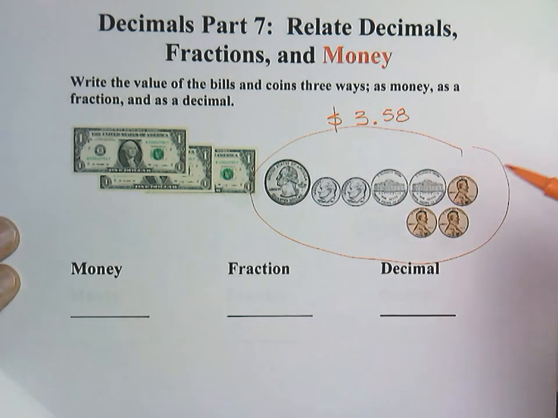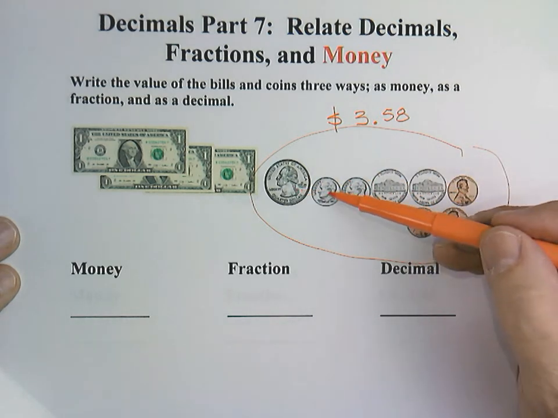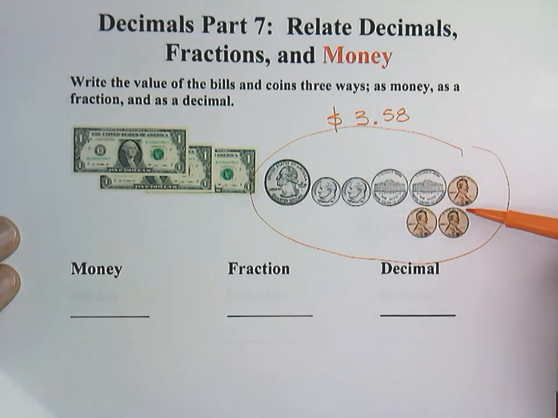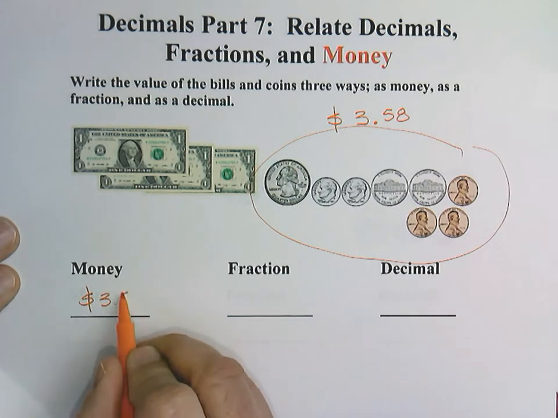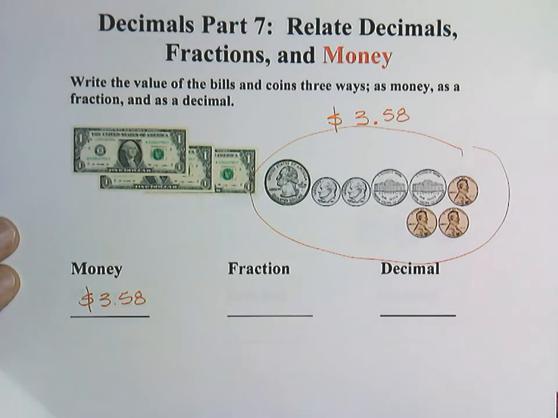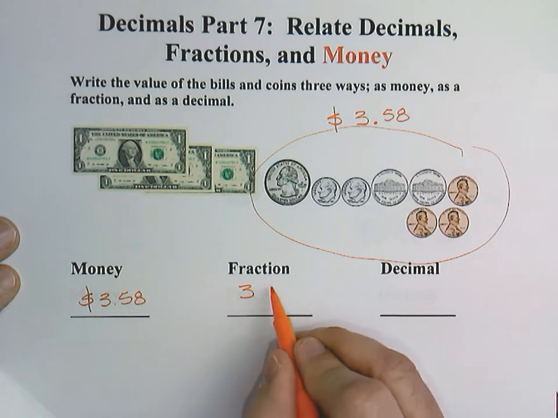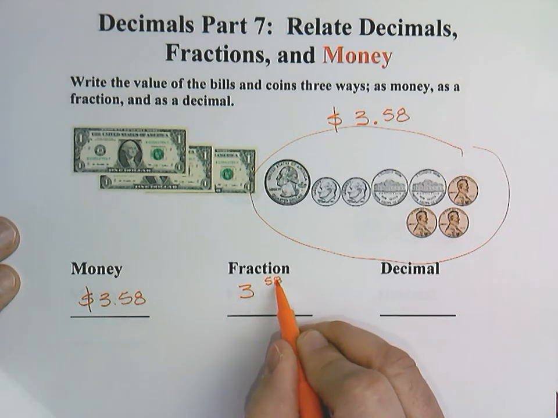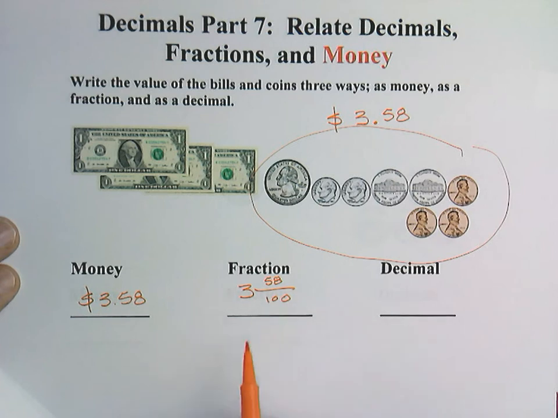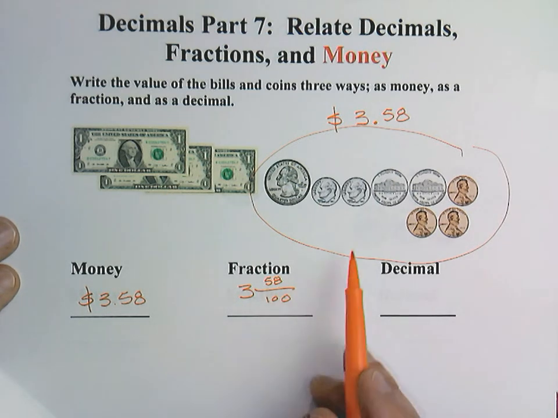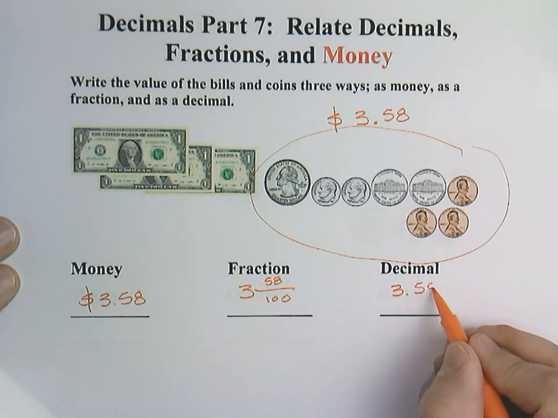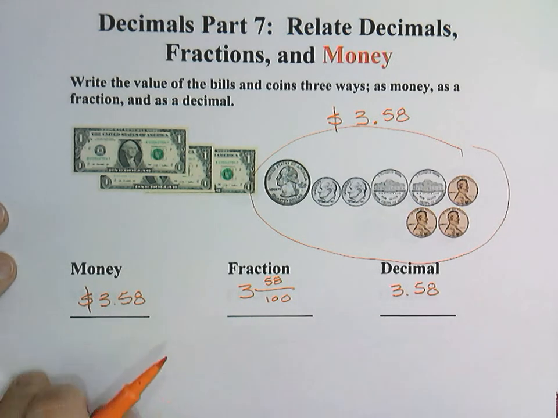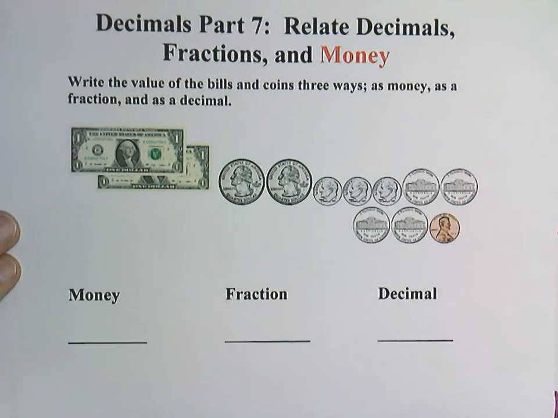Because I'm making a video, I'm going to double check. 25, 35, 45, 50, 55. Yeah, $3.58. So money form, $3.58. In fraction form, a mixed number of 3 and 58 hundredths, right? Three of our wholes and 58 cents out of 100. And in decimal form, we would write this as 3 and 58 hundredths. All right, try one. Pause if you like.